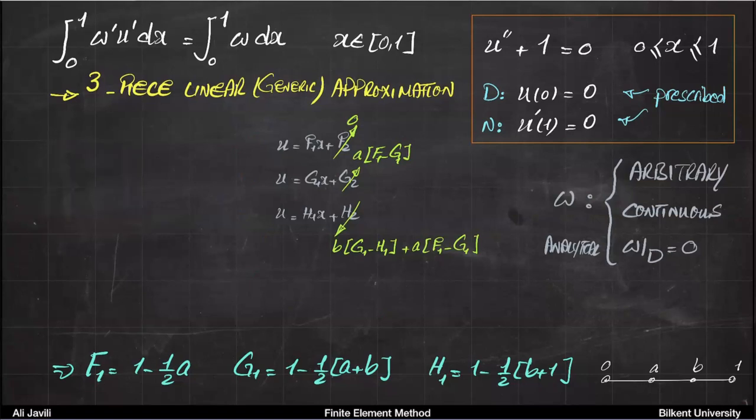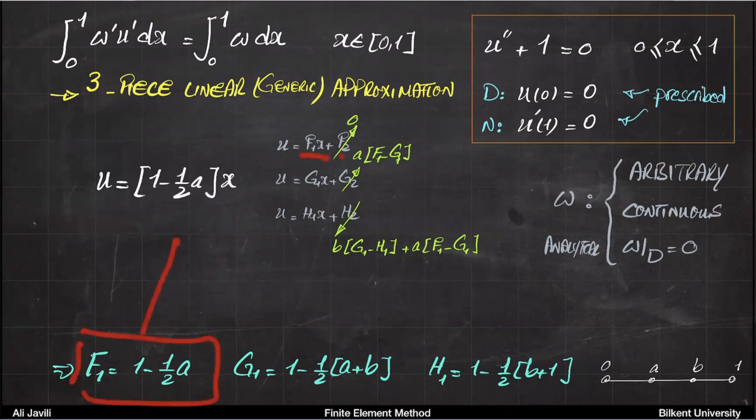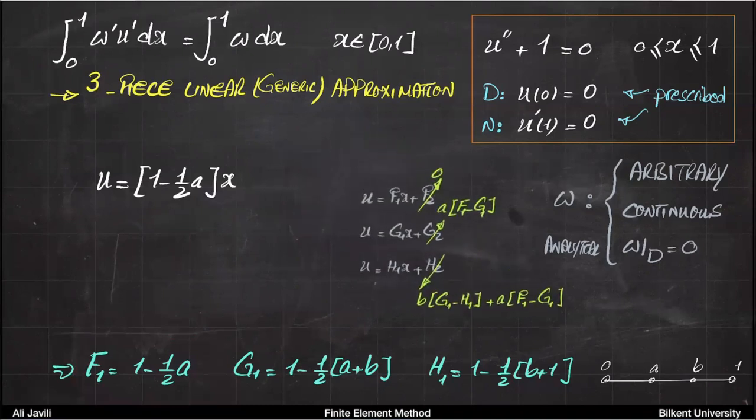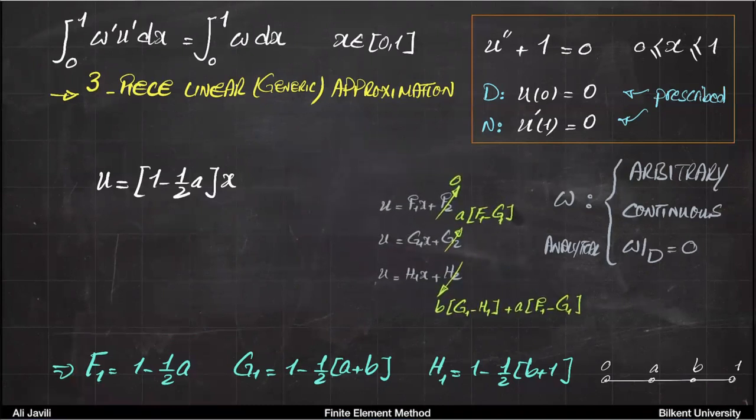So we can say U equals 1 minus 1/2 A times x in the first piece. Again, see, this is F1x, F2 is 0, and F1 is 1 minus 1/2 A. So I'm going to just put it there, and that is U in the first piece. So this is the game I am playing. Okay, so we don't need this anymore.